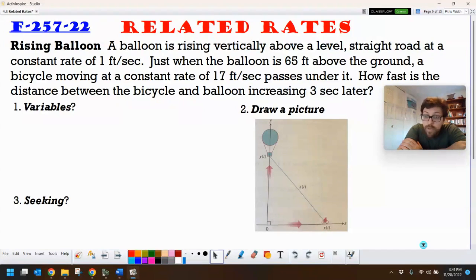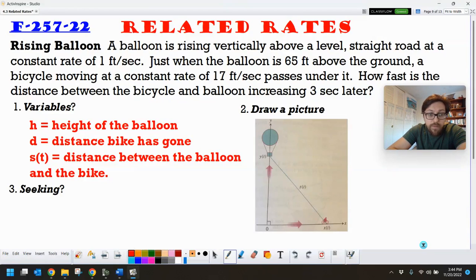In this example, we've got this person running around on a bicycle, and we got this air balloon going up, and they've even indicated on our diagram that there are two things that are moving. So the first thing we need to do is identify what our variables are. The variables we have are the height of the balloon, which is right here, that height. We've got the distance the bike has gone, so that's our distance d here. And then we've got our s of t, which is the distance between our two things.